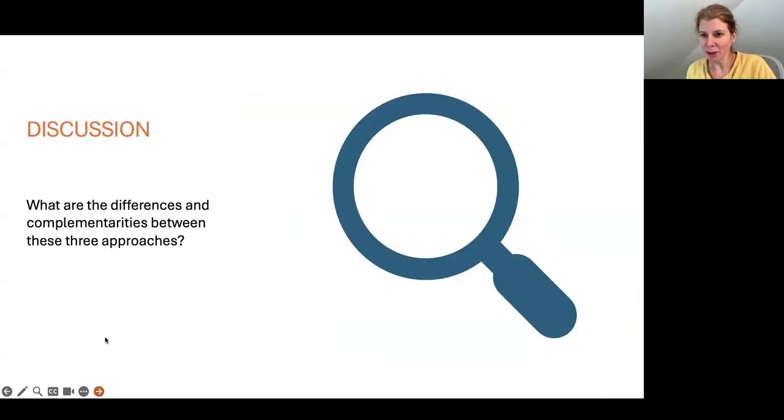Okay, so that concludes our tour of these three different approaches to evaluating complex policy interventions. We put a question up there, but initially we'd like to invite any reflections, comments or thoughts that you have about these approaches, their strengths and weaknesses, or perhaps any experiences that you'd like to share about evaluating similar policy interventions in other places.